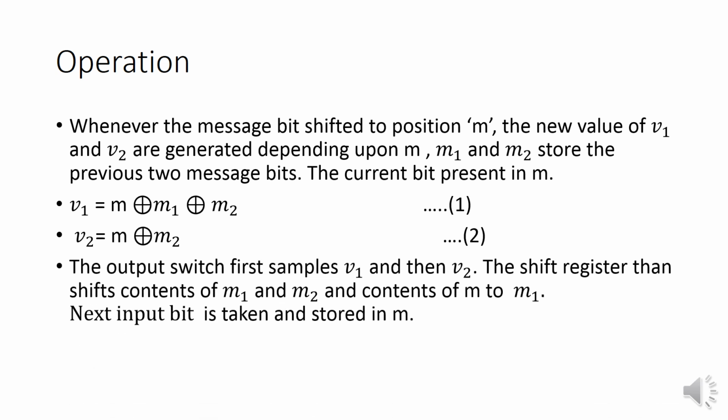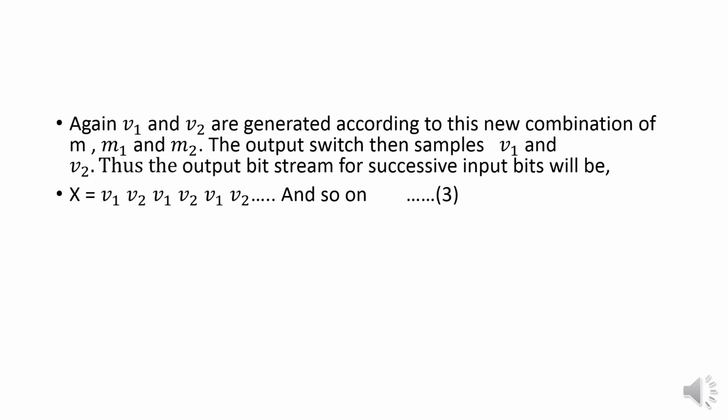The output switch first samples V1, then V2. The shift register then shifts the content M1 to M2 and the content M to M1. The next input bit is then taken and stored in M. Again we have V1 and V2, generated according to the new combination of M, M1 and M2. The output switch then samples V1 and V2. So the output bit stream for successive input bits will be X equal to V1, V2, V1, V2, V1, V2 and so on.